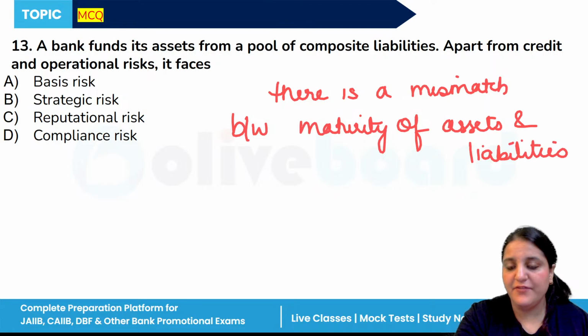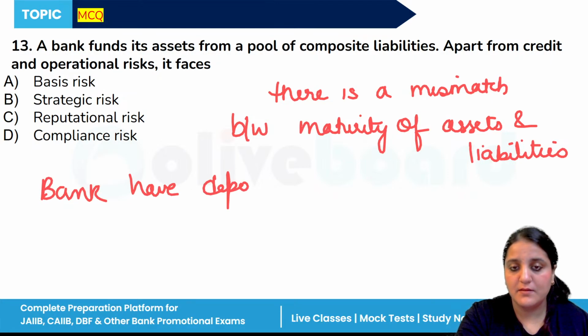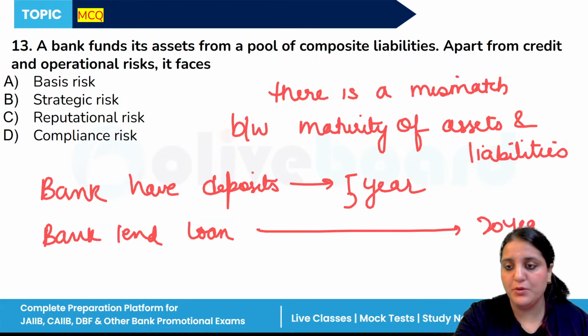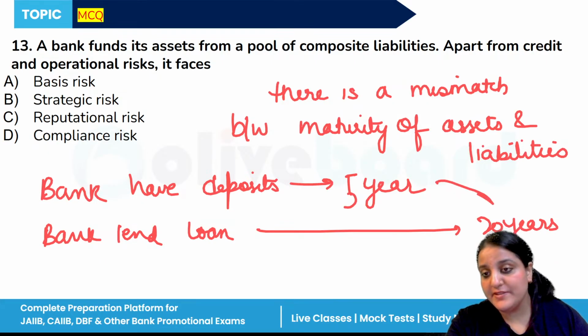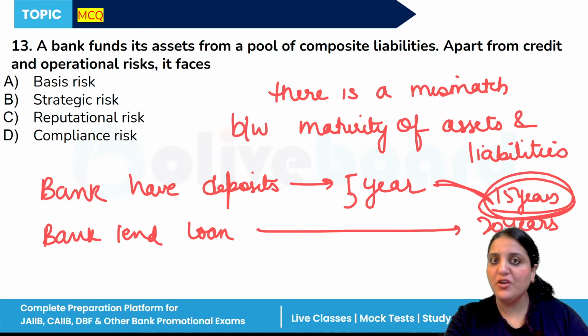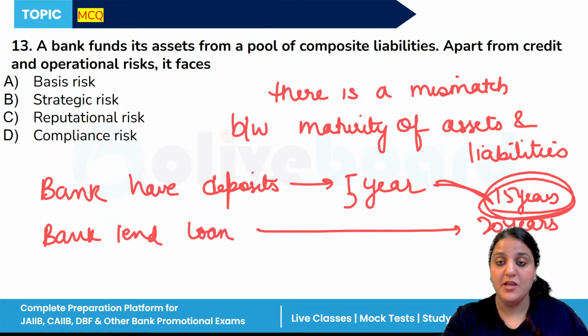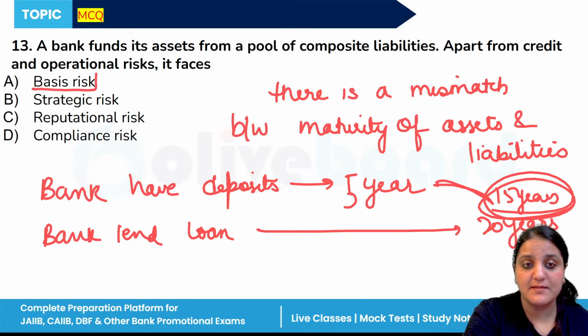Suppose a bank has deposits for 1 year, 5 years, and the bank lends a loan for 20 years, a home loan, right? So that 15 years difference is the mismatch, because the bank only has deposits for 5 years and is lending for 20 years. So there is a mismatch of 15 years. So it will face basis risk.